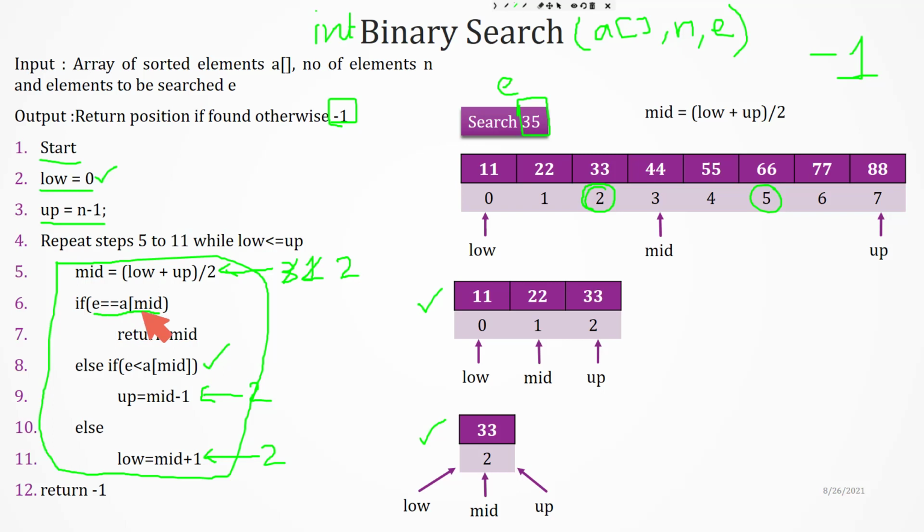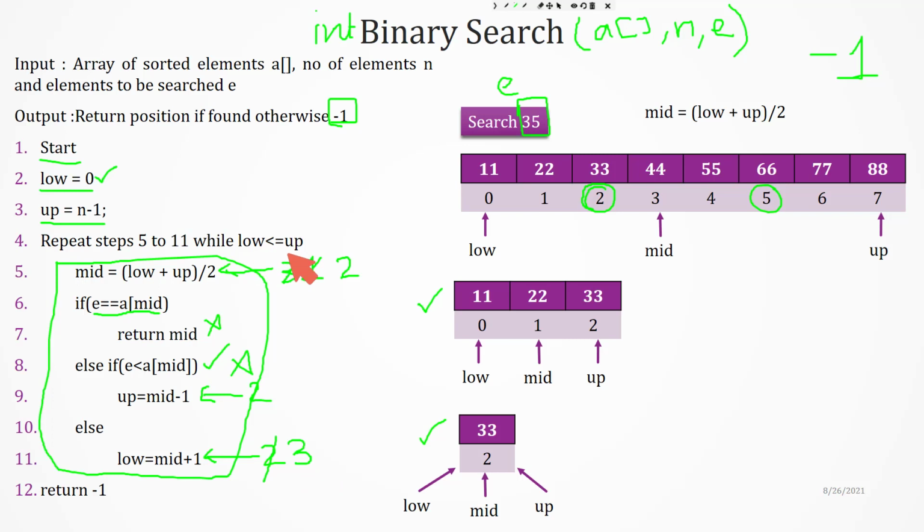If E equal to A of mid, 35 equal to 33 is false, so this will not execute. If E less than A of mid, E is 35, A of mid is 33. 35 less than 33 is false. The else condition will execute: low equal to mid plus 1. Listen carefully, this statement will execute. Low equal to mid plus 1. Low becomes 3, mid is 2. So low becomes 3. Then it will test the condition.